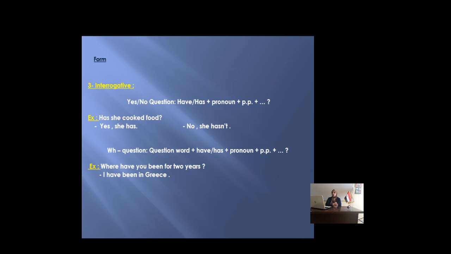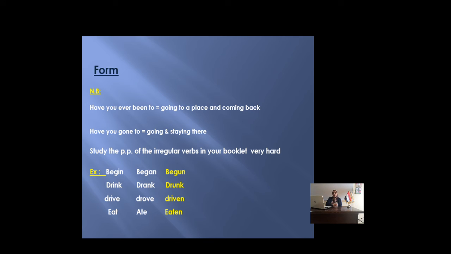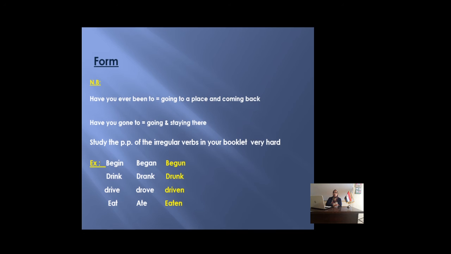Now let's move to slide 8. You have to know this very well. Have you ever been to? What is the difference between been to and gone to? Been to means that you have gone to a place, then you came back. It means you are not there. So, have you ever been to the States, for example? It means that have you ever been to the States and you came back? It means going to a place and coming back.